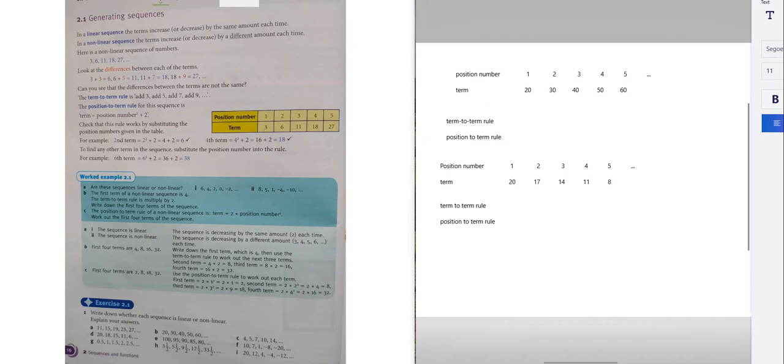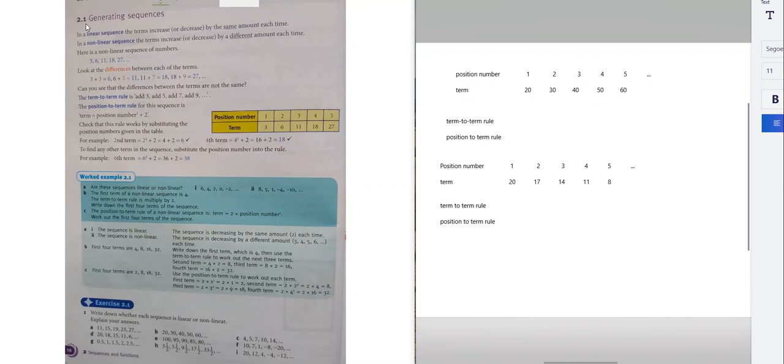Then we have to move on to chapter 2, which is sequence. Sequence is also an important topic in Checkpoint and IGCSE also. If you learn it right now, next time you can carry on your knowledge to next year. Okay, let's see the first subtopic of this topic.